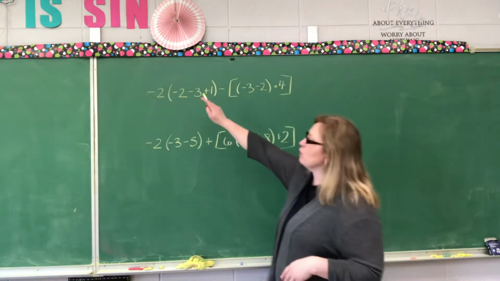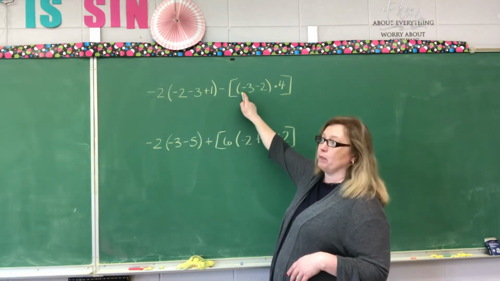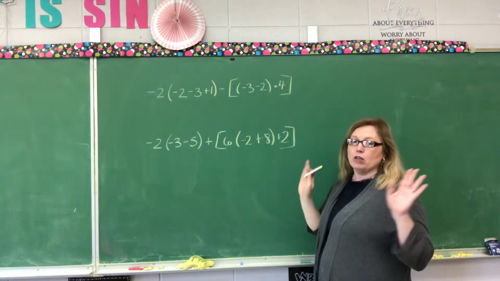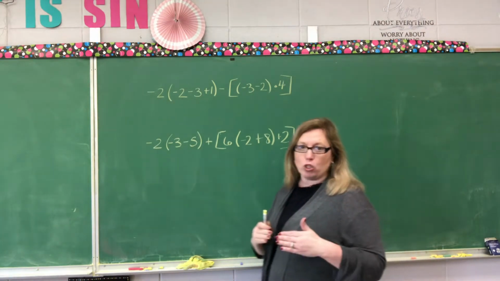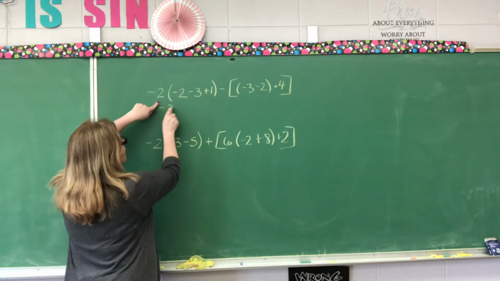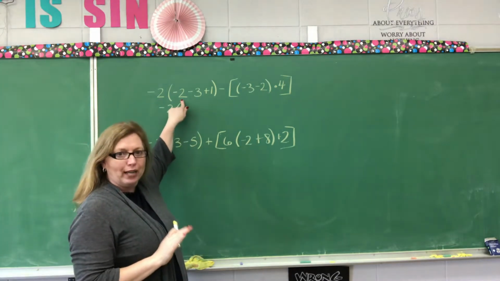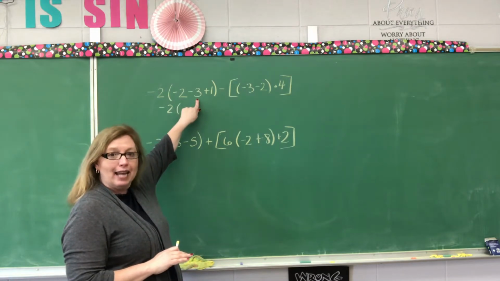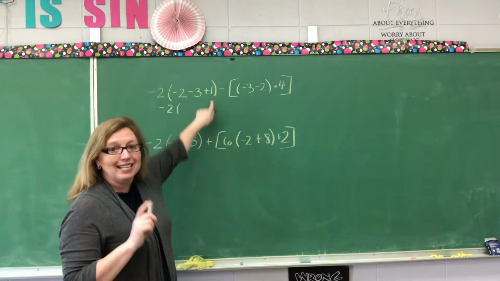I have -2, parentheses, -2 minus 3 plus 1, parentheses, minus bracket, parentheses, -3 minus 2, parentheses, times 4, bracket. Okay, so where do I start? Start with your parentheses, the innermost parentheses. So this is on the outside, so I'm just going to bring it down, -2. Then I'm going to look at this parentheses, and remember, we're going to use algebraic addition here. So we have -2 plus -3 is -5. -5 plus a +1 is a -4.